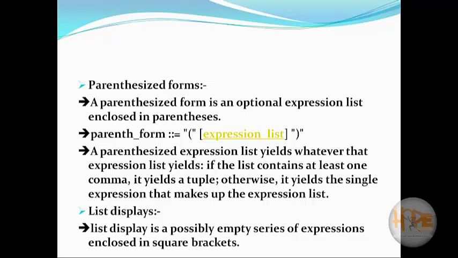If the list contains at least one comma, it yields a tuple, otherwise it yields the single expression that makes up the expression list. An empty pair of parentheses yields an empty tuple object. Since tuples are immutable, the rules for literals apply.